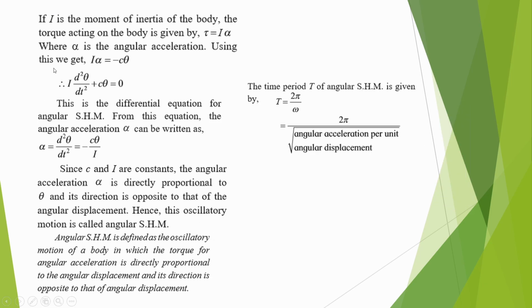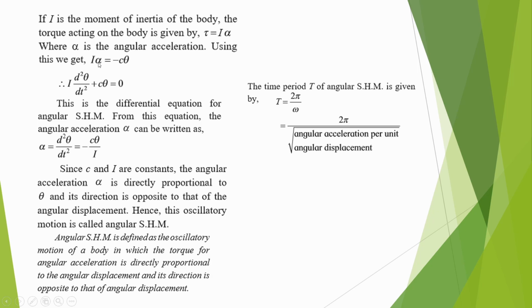Then if I is the moment of inertia of a body, the torque acting on the body is given by the relation between torque, moment of inertia and angular acceleration alpha. The relation is tau equals I alpha, where alpha is the angular acceleration. Substituting tau equals I alpha, we get the equation I alpha equals minus C theta.